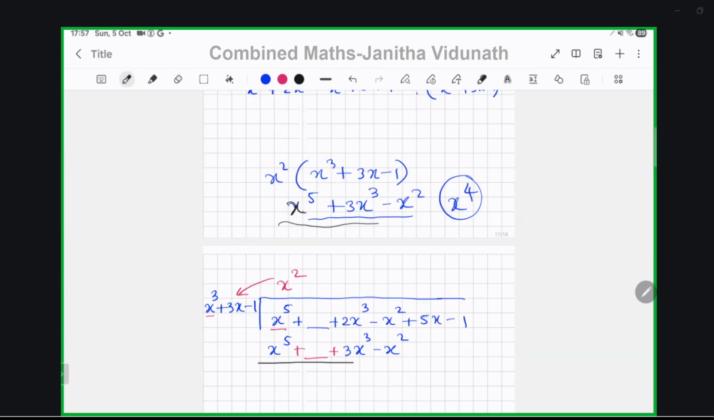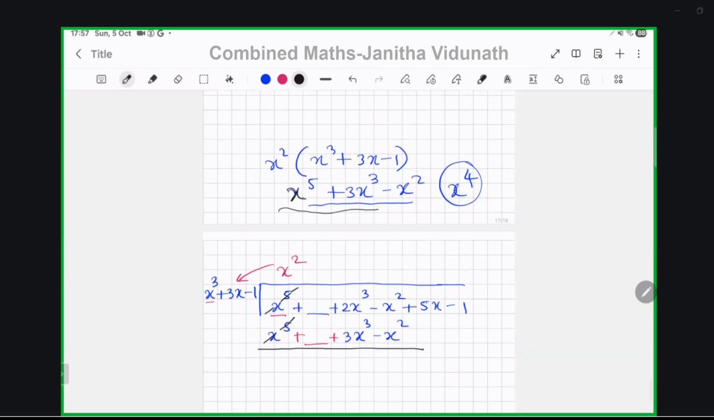Then we need to subtract those. Then the x to the power 5 term is cancelled out. Then there is no x to the power 4 term also. Then here remaining is 2x cube minus 3x cube, means minus x cube. Then when we subtract, those two terms also cancel out. That means there is no term here. Then we need to bring down those two terms plus 5x minus 1.